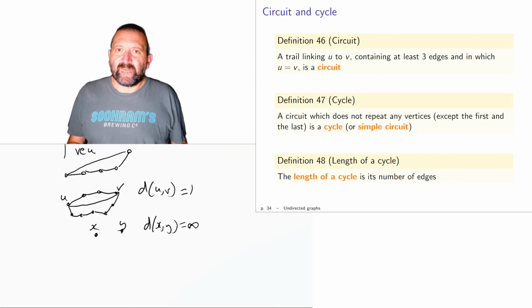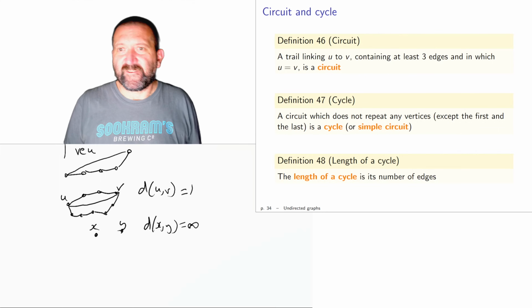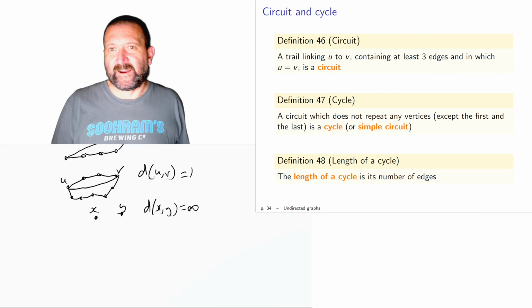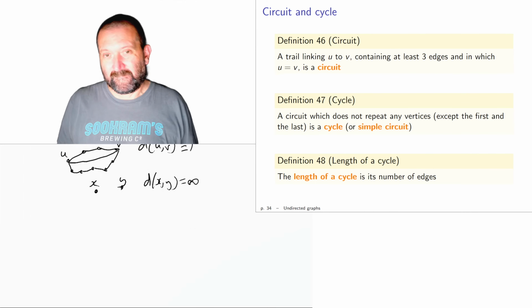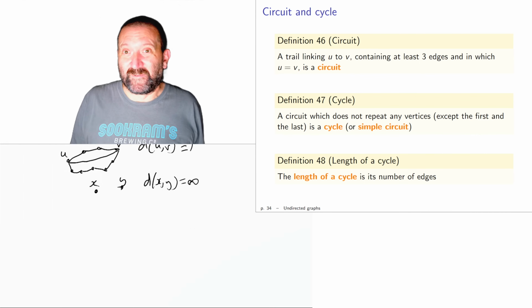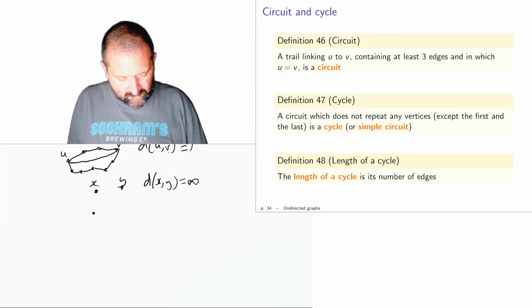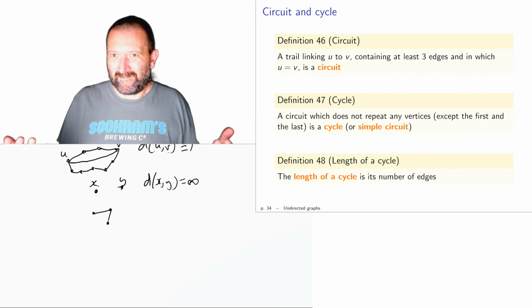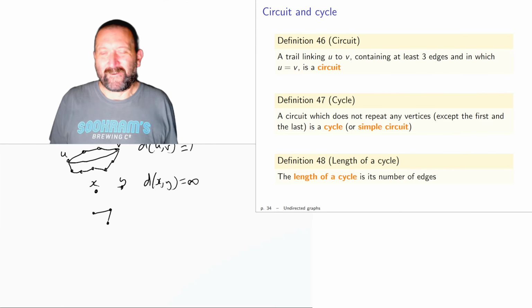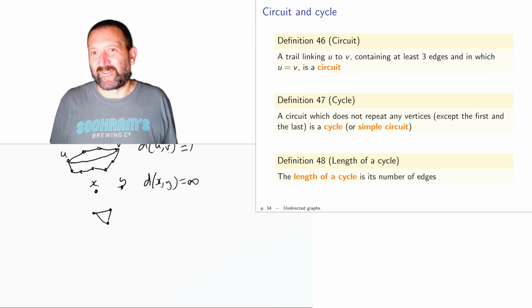A circuit is a trail that has at least 3 edges and that finishes where it started. That's why you need 3 edges, because otherwise I'm not going to get a circuit here. I need a third one if I'm going to end up where I started.